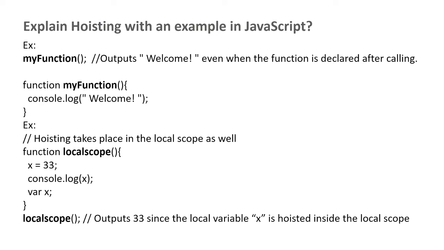Second example: hoisting takes place in the local scope as well. Function localScope, x = 33, console.log(x), var x. Then call the localScope function. So the output is 33, since the local variable x is hoisted inside the local scope.